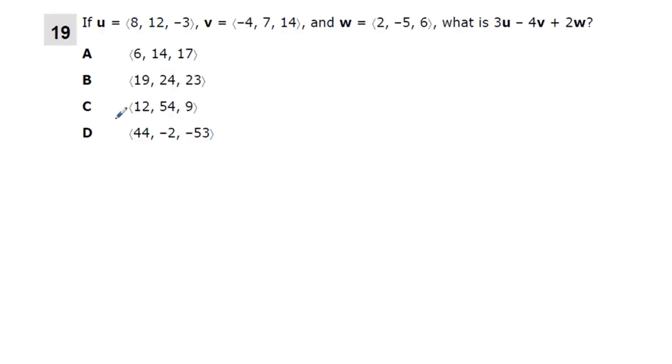Okay, next, 19. If u equals 8, 12, -3, v equals -4, -7, 14, and w equals 2 comma negative 5 comma 6, what is 3u minus 4v plus 2w? And what we notice is that for this first component, each one of these is different, meaning that if we just analyze the first part of it, we're going to figure things out.